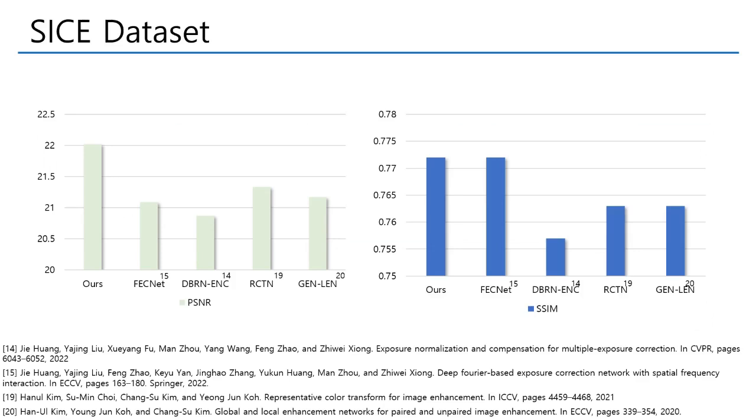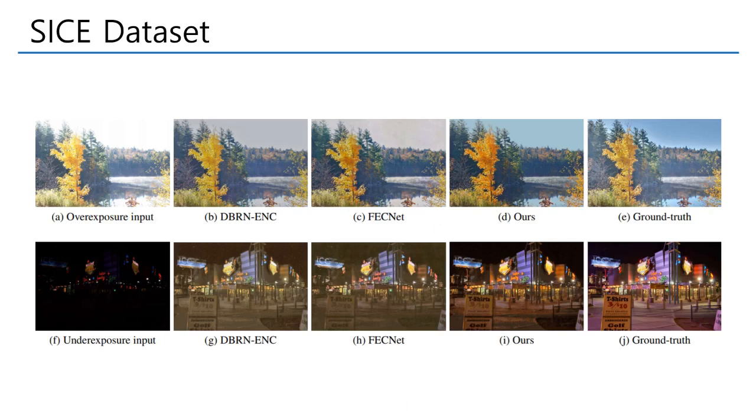This chart compares the proposed LACT with state-of-the-art algorithms for exposure correction: FECnet, DBRNENC, RCTN, and GenLEN. LACT significantly outperforms existing methods on all evaluation metrics in the SICE dataset. We also qualitatively compared LACT with other multi-exposure correction algorithms on the SICE dataset. We can see that most multiple exposure algorithms lack exposure information, while LACT has luminance information that is close to the correct image by applying the appropriate exposure values.